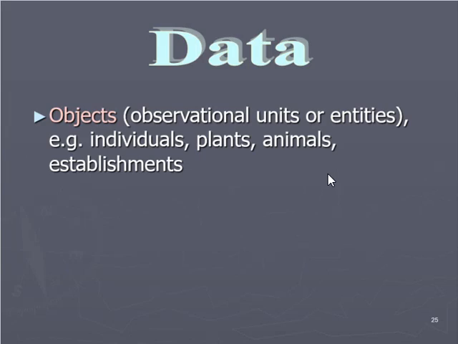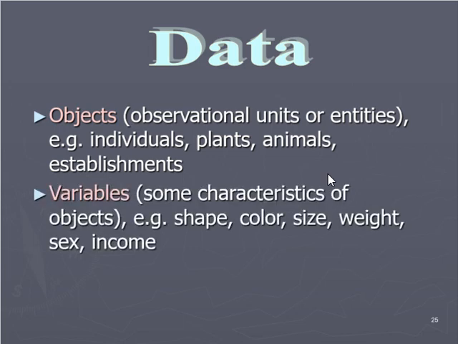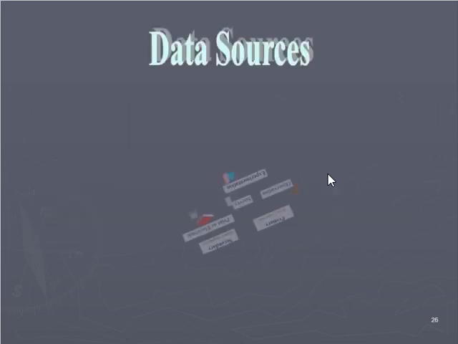Let's talk about data. There are different types of data and different sources. Okay, you have data coming from objects, which can be observed through units or entities. Sometimes we call them variables naman, data from variables, the characteristics of these objects, like for example, shape, color, size, weight, sex, income, ayan, and so on and so forth. Ano po yung sources ng mga to?